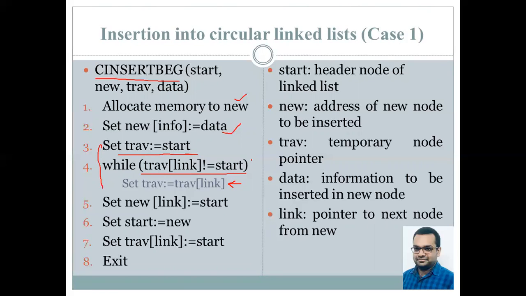So in that scenario, we'll first of all assign new link equal to start, that is the address of the first node. Then start will be set to the value of new, and then traversal link will be initialized to the value of start, that is the address of the newly inserted node.